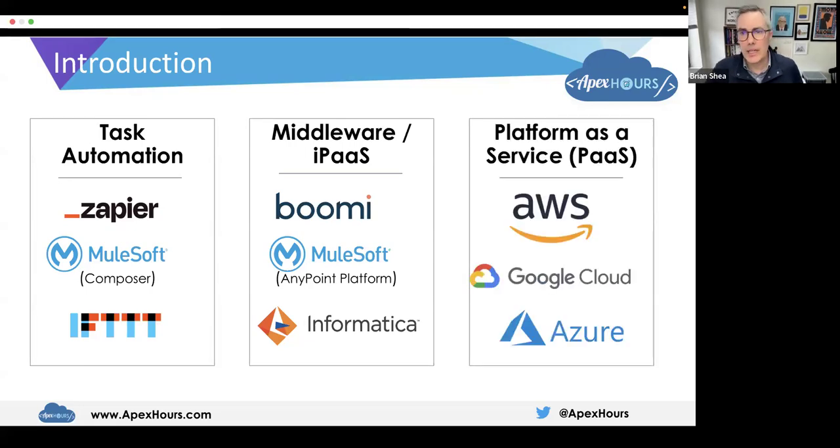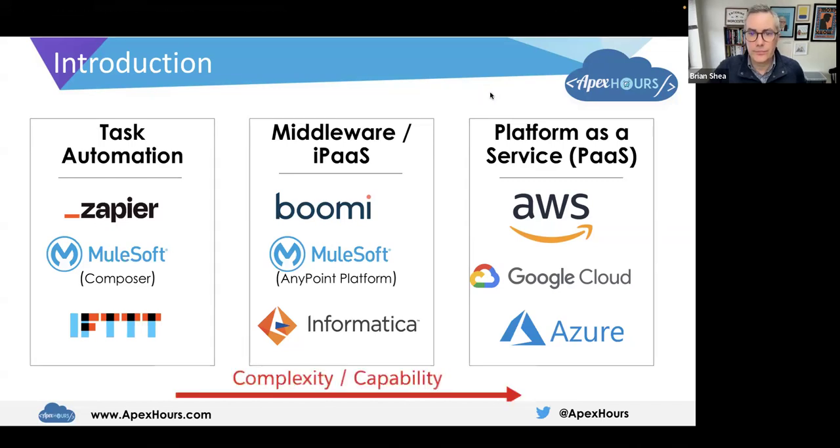And then our third type is platforms as a service. Some ones that you're probably familiar with are the big three: AWS, Google Cloud Platform, and Azure. These tools also have integration capabilities. You have the ability to use these to develop integrations, and I will talk about those. And as I mentioned, in general, as we go from left to right, we have more capabilities and also more complexity. They get more complicated to develop as we go from the left to the right.